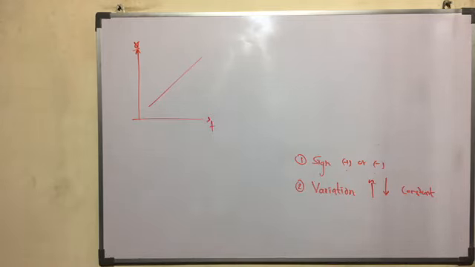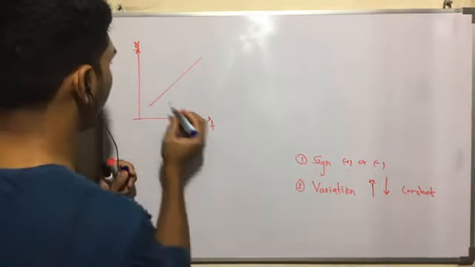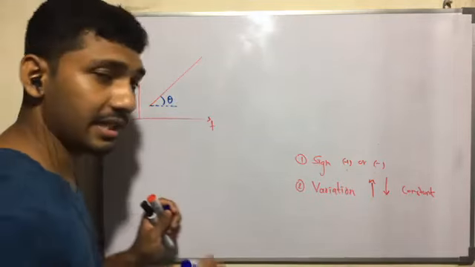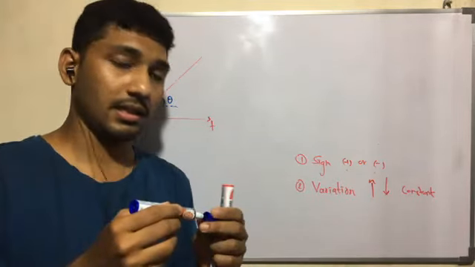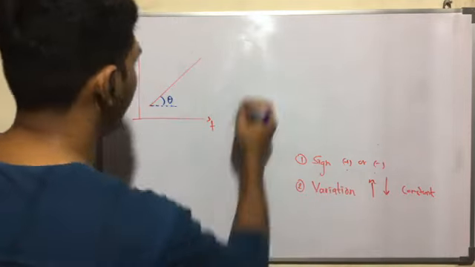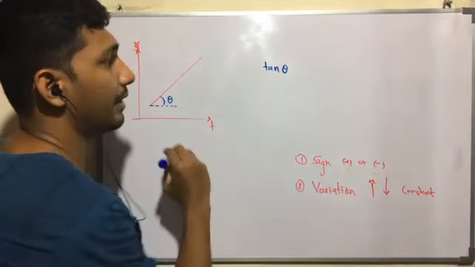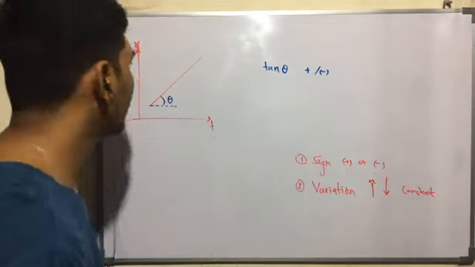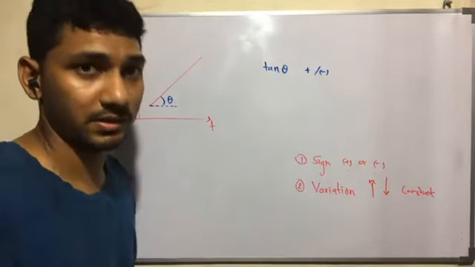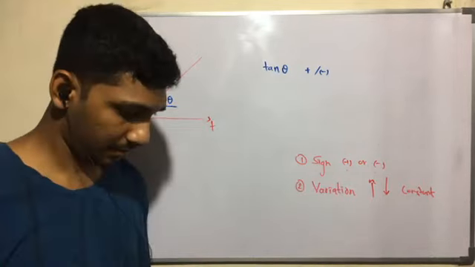Okay, so here you have to consider this angle. This angle is theta. The tan theta of the angle is the gradient. So we have to see whether this tan theta will be plus or minus. Remember, for acute angles, the tan theta is plus.